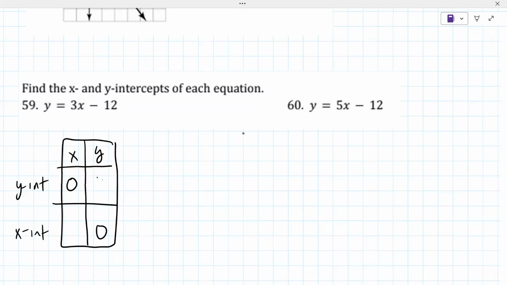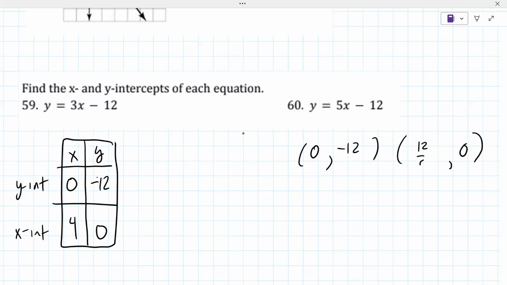Okay. All right. Same thing over here. Or you can do them as ordered pairs, 0, comma... Yeah, 0, either one. Good. 60, y equals negative 12 again, and then x equals 12/5. Okay. All right. Any questions on that? I don't have any. Okay.